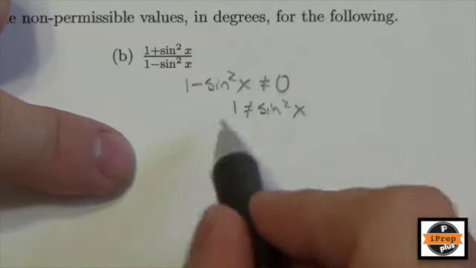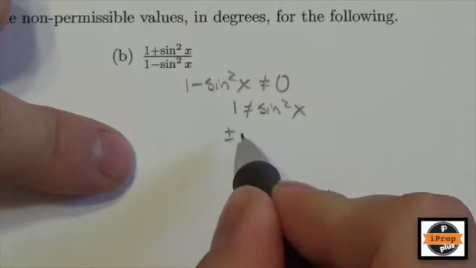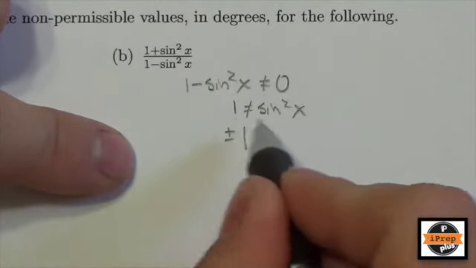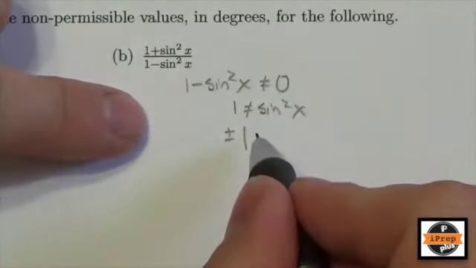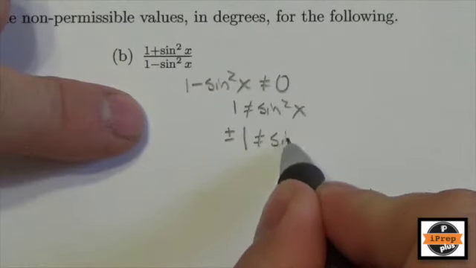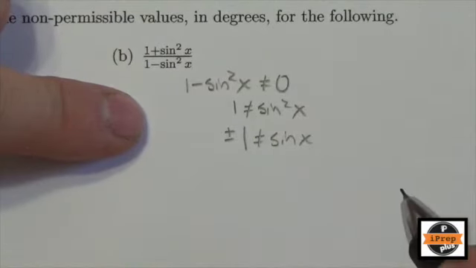When you take the square root of both sides, remember that the square root of 1, when I'm solving an equation like this, the issue is that I cannot let sine equal positive or negative 1.